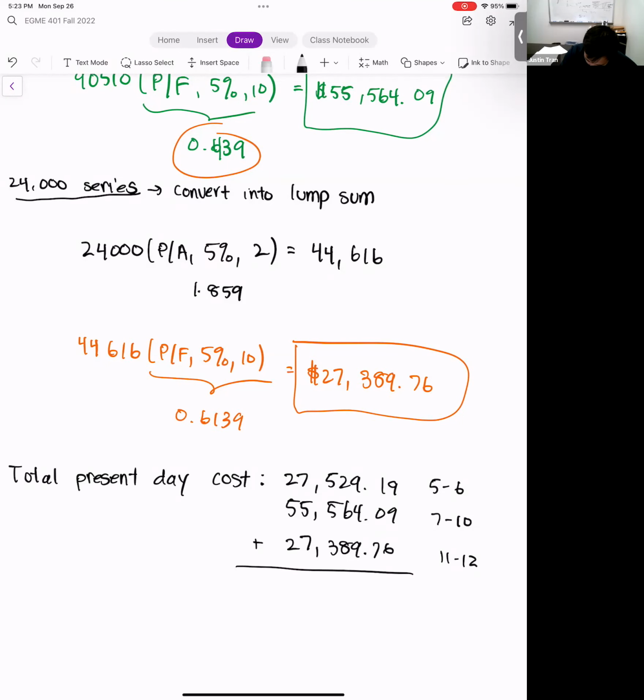Okay, if we go ahead and add all this together, it's going to give me a second to do so. So you have 27,529.9 plus 55,564.09 plus 27,389.76. Okay, what we get from this is 110,483.04.